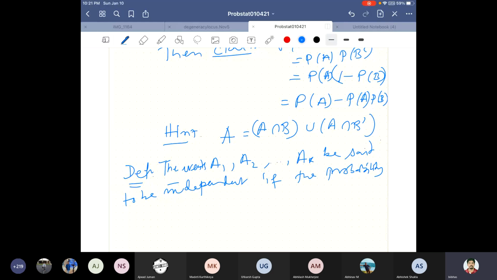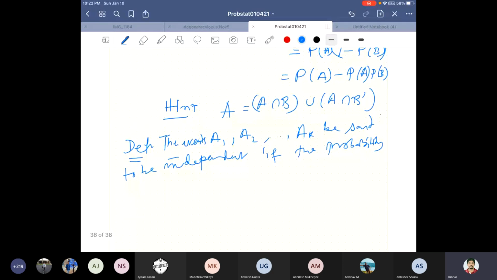What do you think? What should be the definition? For two events we know that probability of A intersection B is equal to probability of A times probability of B. But here I'm saying there are, let's say, 3, 4, 5, 6 events, and they are all independent. That means occurrence of any number of events among these does not affect the probability of the occurrence of the remaining events. Right? So that has to be the meaning.